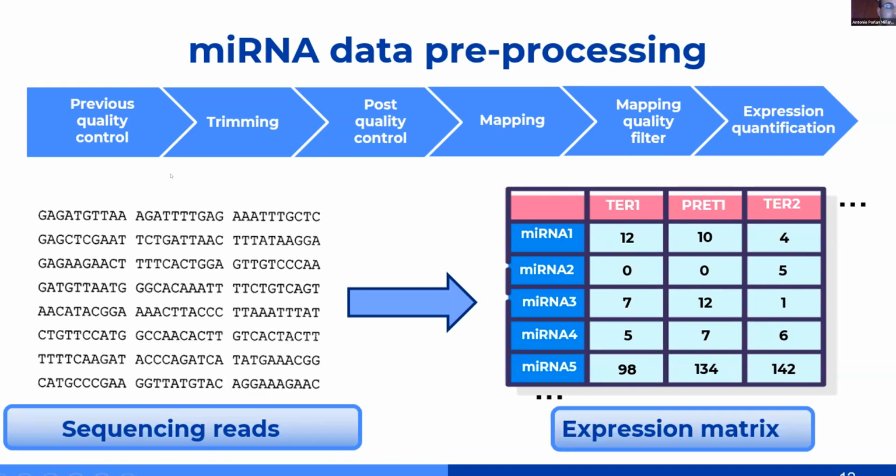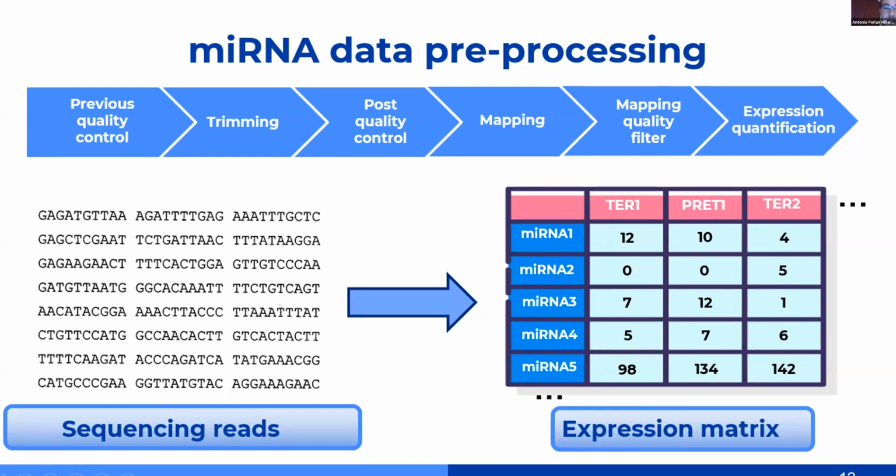So the first step is to do a quality control of the sequence. After that, the trimming, which is to remove the adaptors or primers, which are short sequences that we add on both sides of the microRNA sequences in order to sequence them. After that, a post-quality control, to check if the trimming was done correctly.